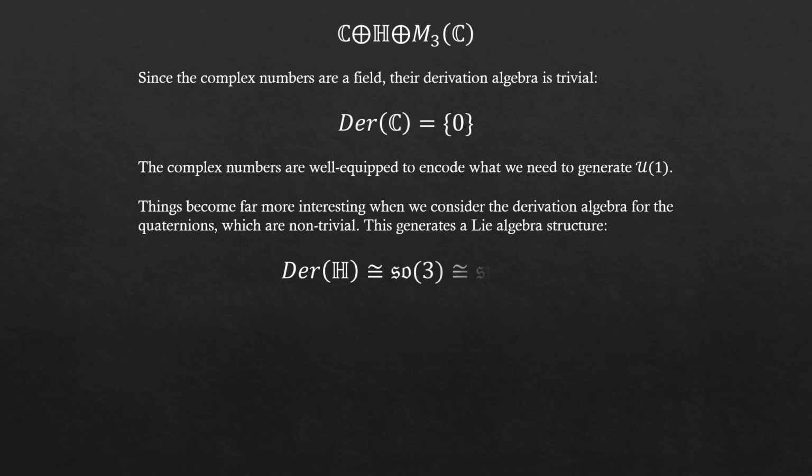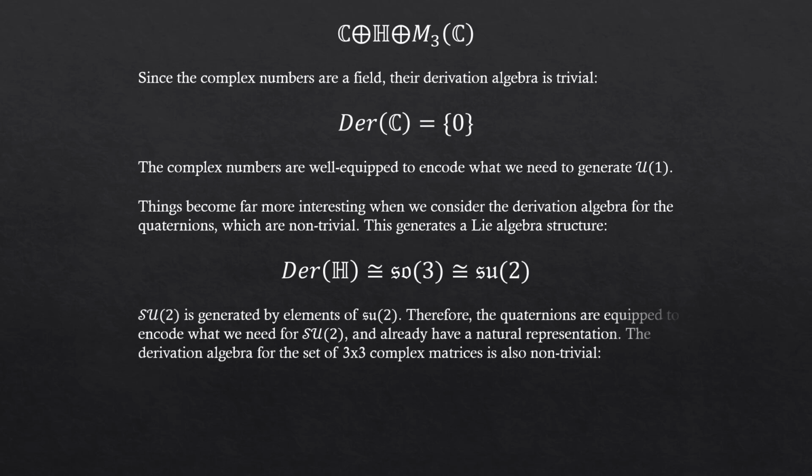This gives us an immediate Lie algebra structure in terms of SO3, which is isomorphic to SU2. So the special orthogonal 3x3 matrices are in many ways equivalent to the special unitary matrices of 2x2 matrices, which can have complex values. So that's the derivation algebra essentially of the quaternions. It's essentially encoded within SO3, which is isomorphic to SU2. Now SU2, the group, is generated by elements of the SU2 algebra. Therefore, the quaternions are equipped to encode what we need for the Lie group manifold SU2, which gives us a third of that matching SU3 cross SU2 cross U1 manifold that we want.